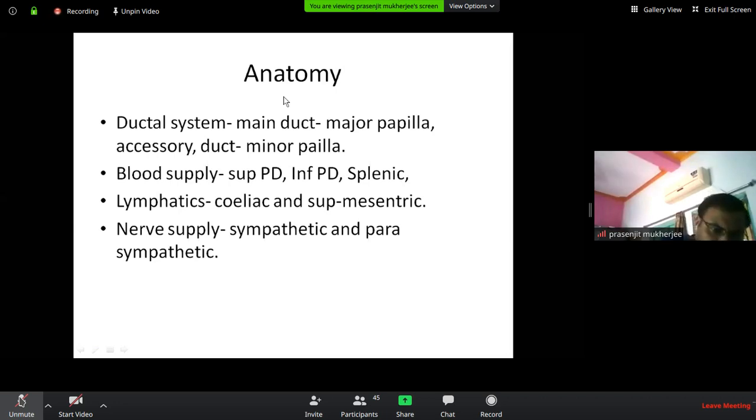Nerve supply is mostly from sympathetic and parasympathetic nerves. The sympathetic nerves are the splanchnic nerves. They are mostly responsible for carrying pain from the pancreas, and the parasympathetic nerves are mostly the vagus, and these are more responsible for secretory control.